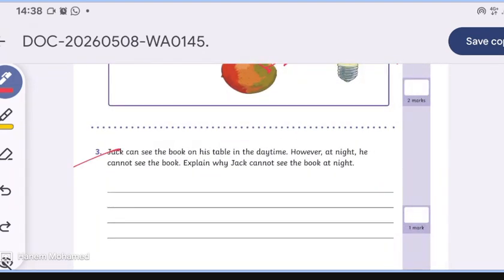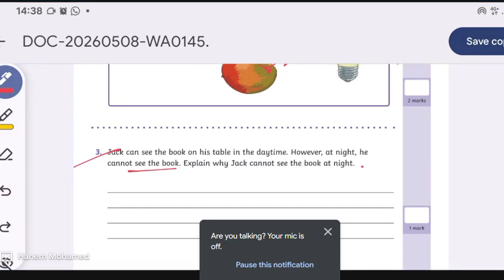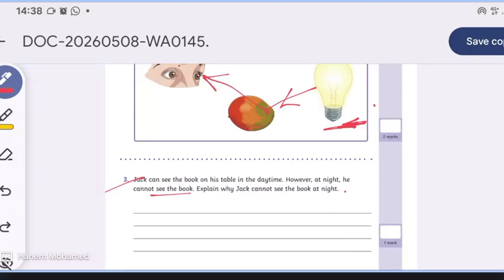Jack can see the book on his table in the daytime. However, at night, he cannot see the book. Explain why Jack cannot see the book at night. Why can we not see it at night? Because there is not enough light. So number one, we need a light source, right? There is no light source. Number two, of course, the book doesn't reflect any light to your eyes. That's why you cannot see it, right?